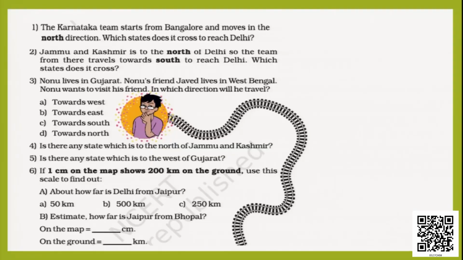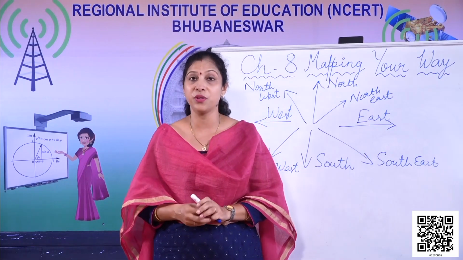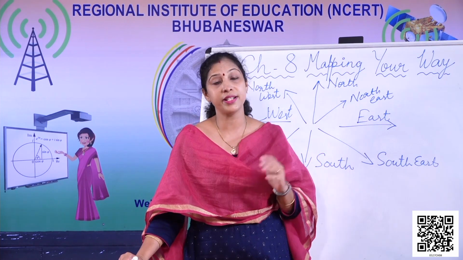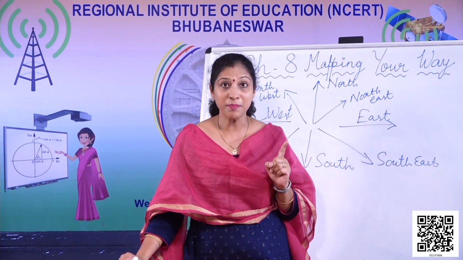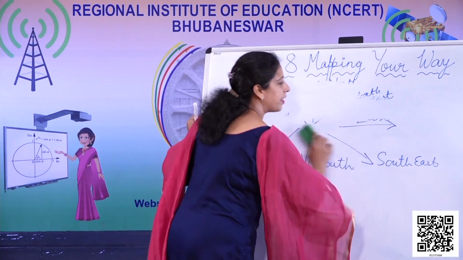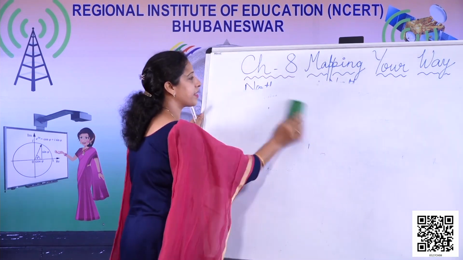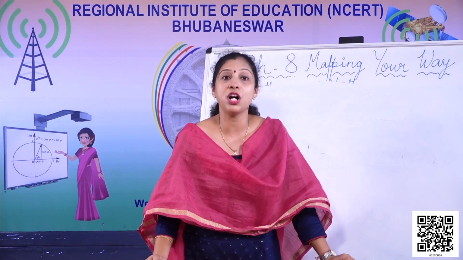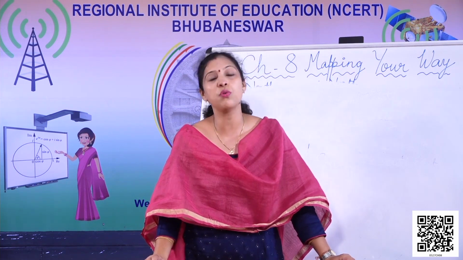If 1 centimeter on the map shows 200 kilometer on the ground, use this scale to find out how far is Delhi from Jaipur and estimate how far is Jaipur from Bhopal. In the last session, I had told you how to read the map, find out the scale, calculate the distance. It is so easy. Now, do you remember that? Now, let's see. Then we can do the calculation. You can see the scale over here. The scale is here. 1 centimeter is equal to 200 kilometer.